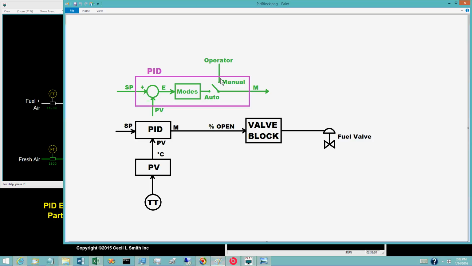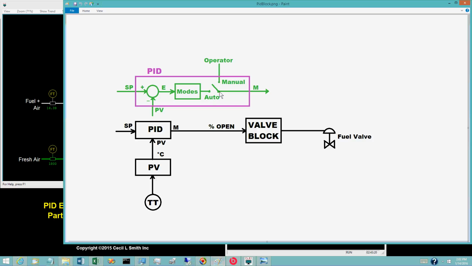When the switch is in the manual position, the process operator specifies the output of the PID block. The result of the PID control calculations is not used, and in practice, the control calculations are not executed when the mode is manual. When the switch is in the auto position, the output of the PID block is the result of the PID control calculations. The process operator is not allowed to specify a value for the output of the PID block when the mode is auto.